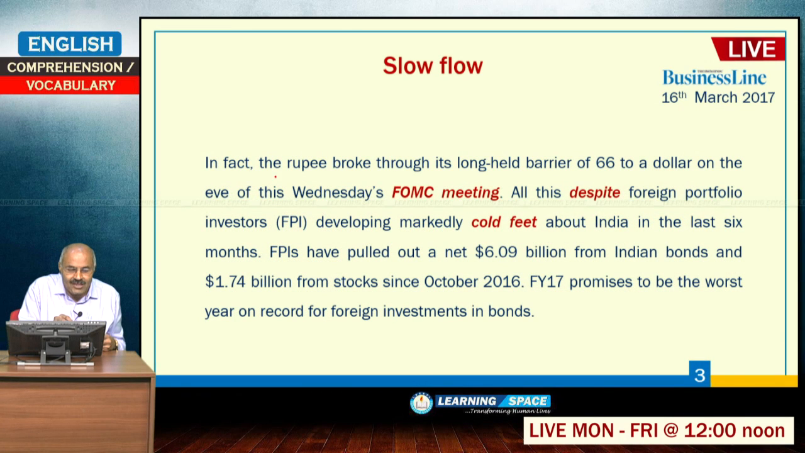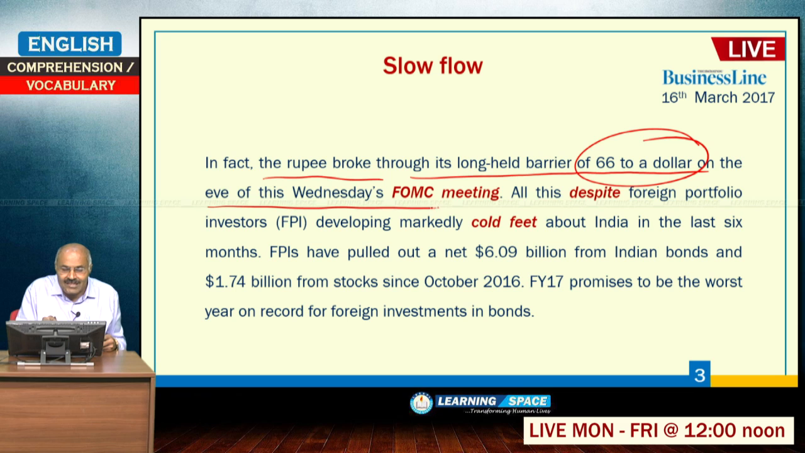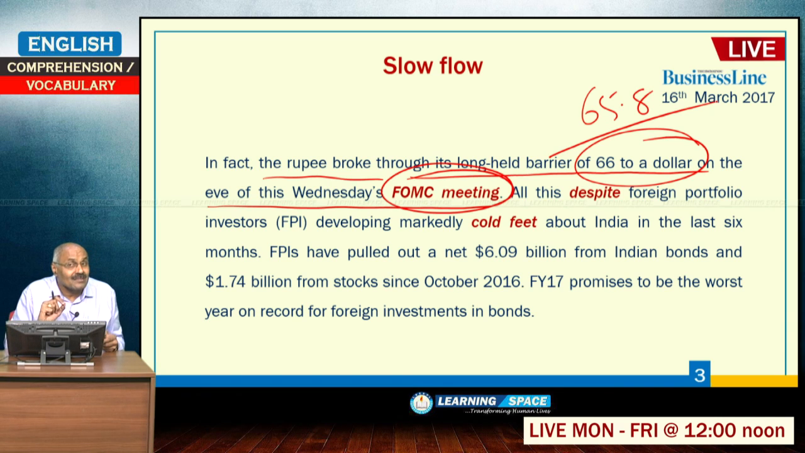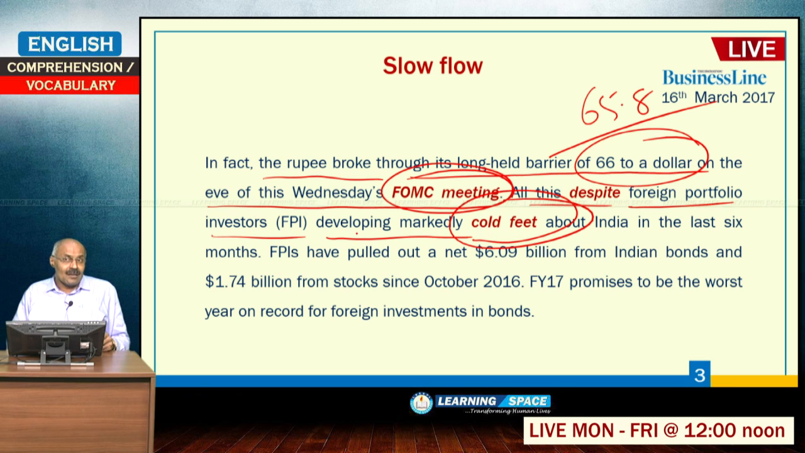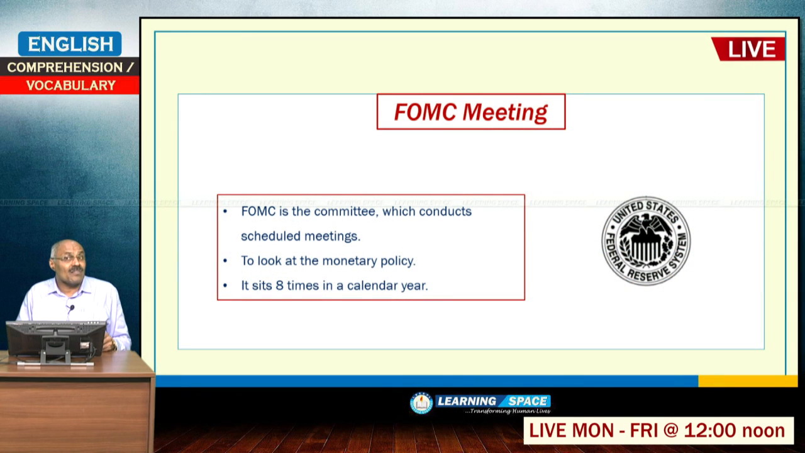Look at the next paragraph. In fact, the rupee broke through its long held barrier of 66 to a dollar on the eve of Wednesday's FOMC meeting. In view of Wednesday's Federal Open Market Committee meeting, the rupee breached 66, or you can say the rupee came to somewhere around 65.8 or so. So, the rupee strengthened. Normally when the Federal Reserve increases interest rates, the rupee should depreciate, but it appreciated. All this despite foreign portfolio investors developing markedly cold feet about India. Here FOMC meeting means Federal Open Market Committee meeting, just like our Monetary Policy Committee meeting.